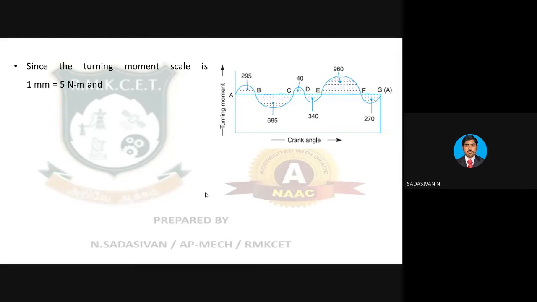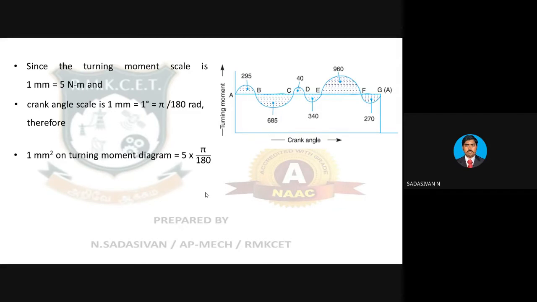Okay, torque value. Crank angle scale: 1 millimeter equals 1 degree, which is pi by 180 radian. Convert the units. Do not do calculations with degrees. Always do calculations with angles only in radians. Whatever degree value you have, multiply that by pi by 180 and change it into radians. Only then will your answer be correct. Keep that in mind very strongly.